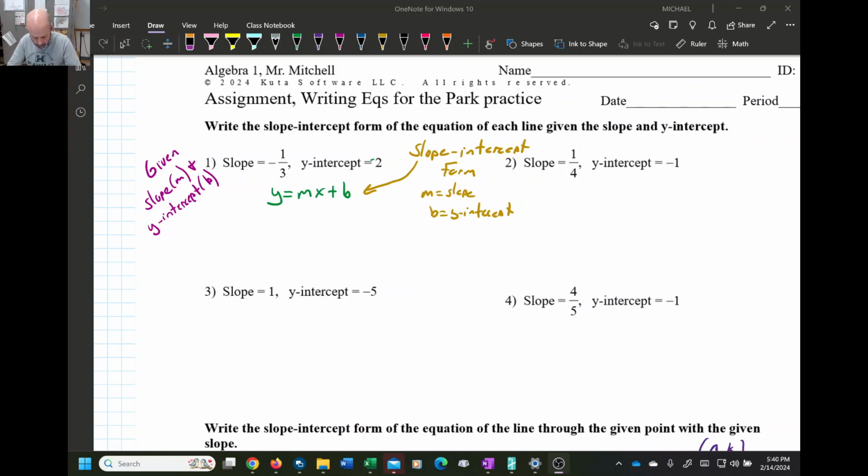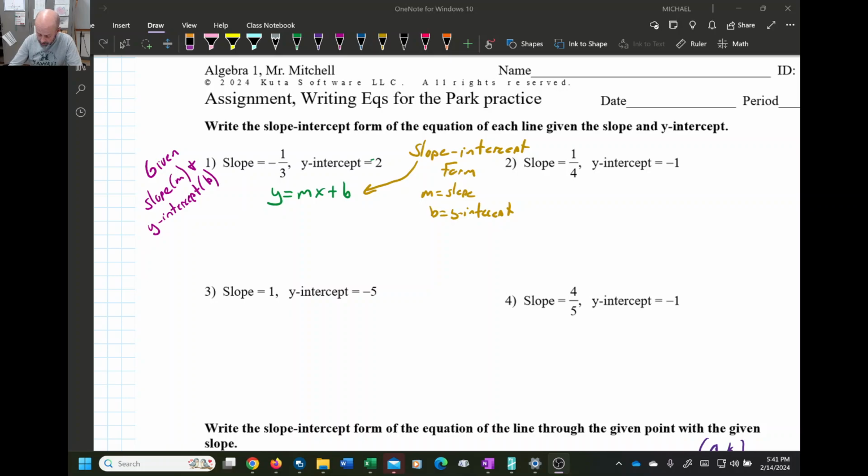Mr. Mitchell here, going over writing equations in slope-intercept form. This is some practice for our Designing a Park assignment. I did forget a couple of problems that were supposed to be on that, but that's my mistake. This will help you with some tough stuff.